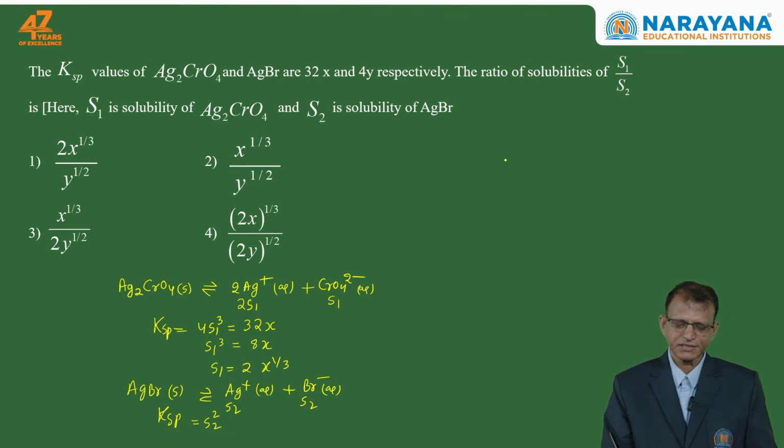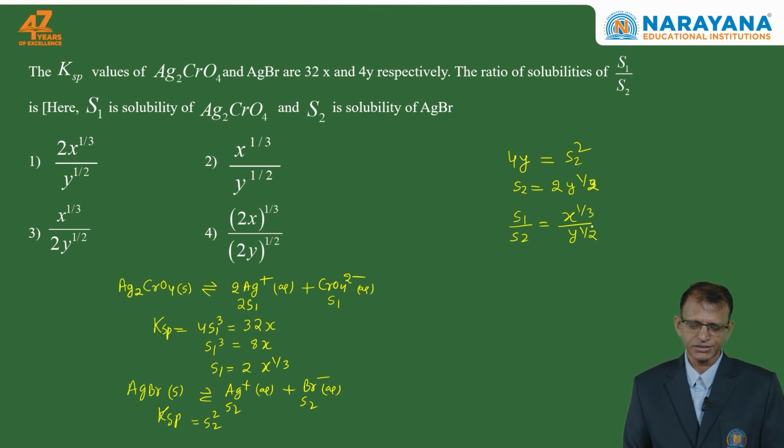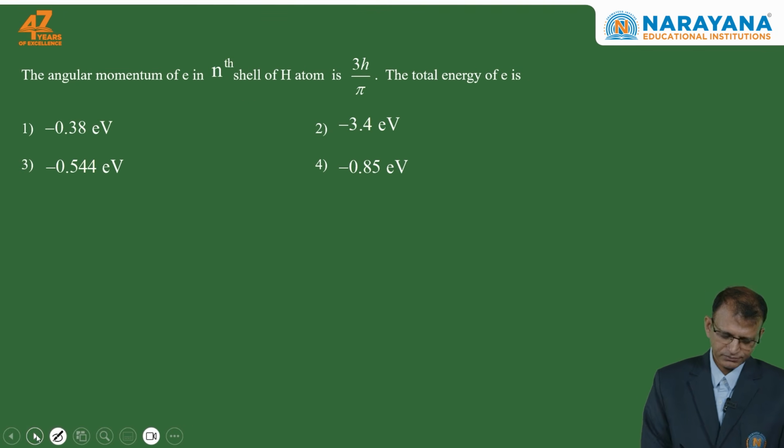And from here the Ksp value is given, that is equal to 4 times Y. So 4 times Y is equal to S2 square, or the value of S2 is equal to 2 times Y to the power half. And they are asking what is the value of S1 upon S2, which is equal to, 2 is common, that will cancel out. So we can write X to the power 1 by 3 divided by Y to the power 1 by 2. So if we go through the options, we are getting that second should be the answer for this. Moving to the next problem.